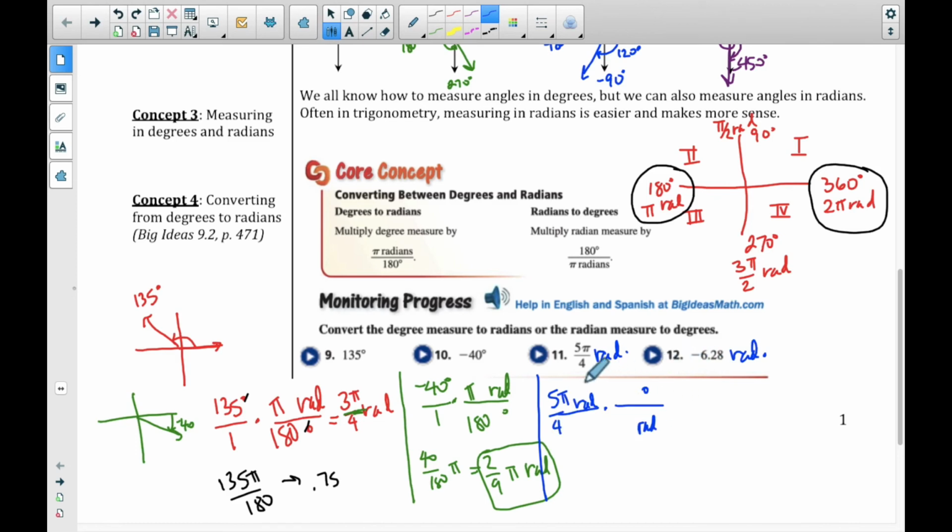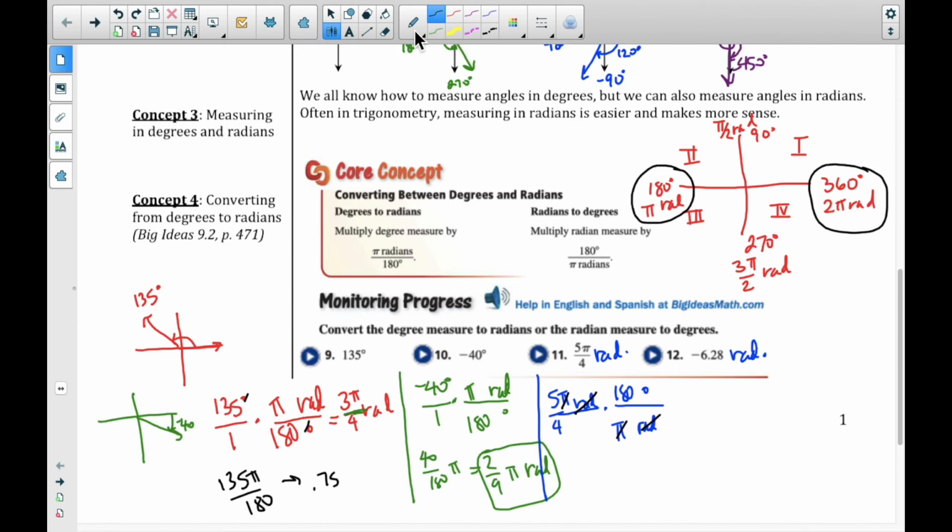Okay, when I do this, I'm going to set it up. I'm going to have 5 pi over 4. My radians goes in the numerator. To multiply it, to get rid of the radians, I'm going to put the radians in the denominator. So I'm going to have pi radians over 180 over here. Now, when we think about what cancels, this radian and this radian cancel. Also, this pi and this pi cancel.